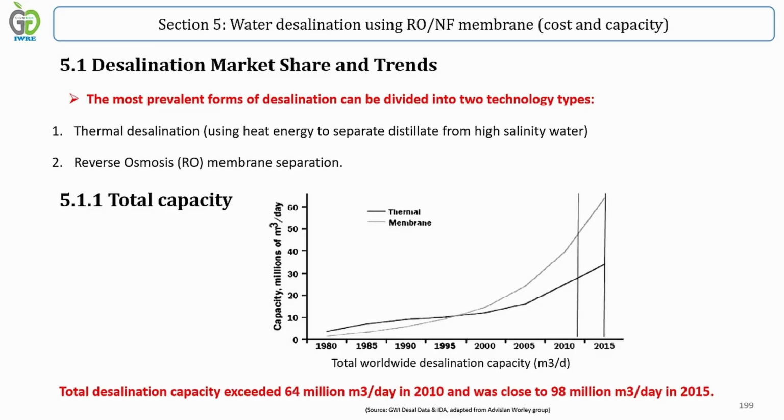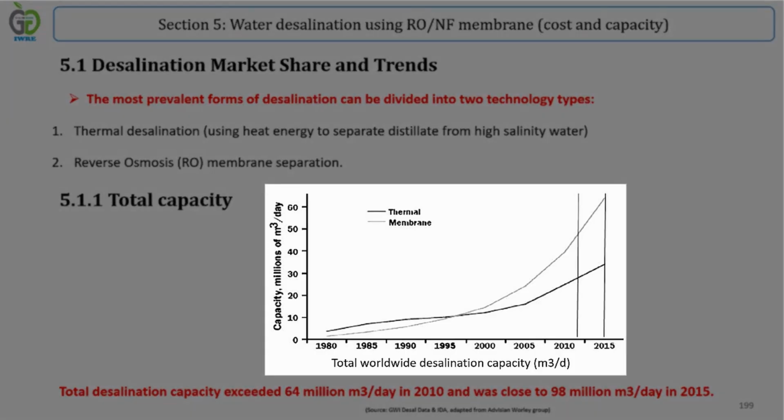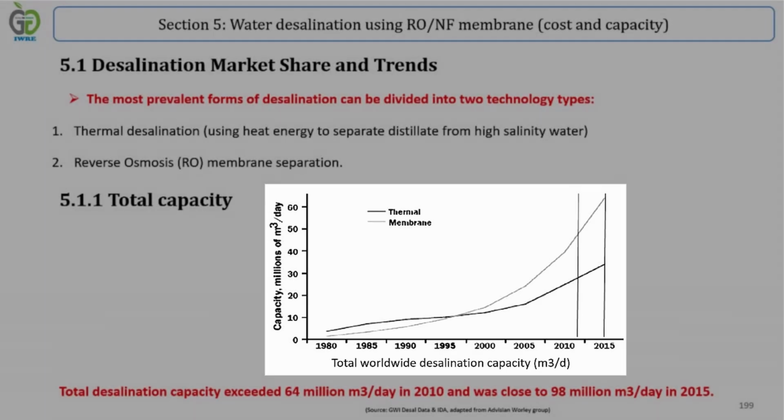As desalination technologies have developed and improved, the cost to build desalination plants has declined. This decrease in cost has been one of the primary factors for the acceptance, growth, and success of desalination. This figure shows how capacity has grown rapidly in the 21st century. Total desalination capacity exceeded 64 million cubic meter per day in 2010, and was close to 98 million cubic meter per day in 2015.